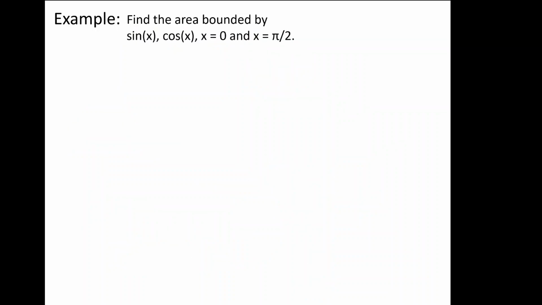Okay, next example. Find the area that's bounded by sine of x, cosine of x is equal to 0, and x is equal to pi over 2. So let's see what that looks like. So step 1, I'm going to make a sketch. And step 2, check intersections.